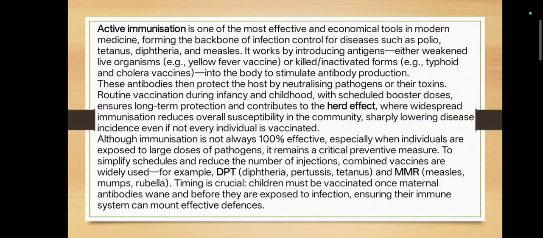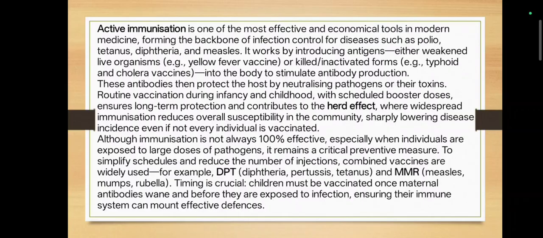Active immunization is one of the most effective and economical tools in modern medicine, forming the backbone of infection control for diseases such as polio, tetanus, diphtheria, and measles. It works by introducing antigens, either weakened live organisms or killed inactive forms, into the body to stimulate antibody production. These antibodies then protect the host by neutralizing pathogens or their toxins.